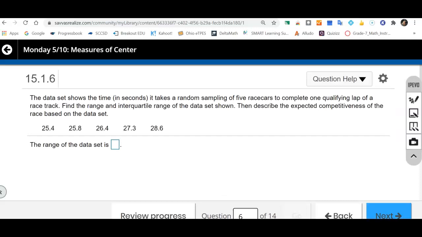So let's do 1. This one seems to be getting people. Let's try this one. Interquartile range. So the first thing they say is, what is the range? What do I do for the range on this? What does range mean? We're not doing interquartile range yet, just what's the range?